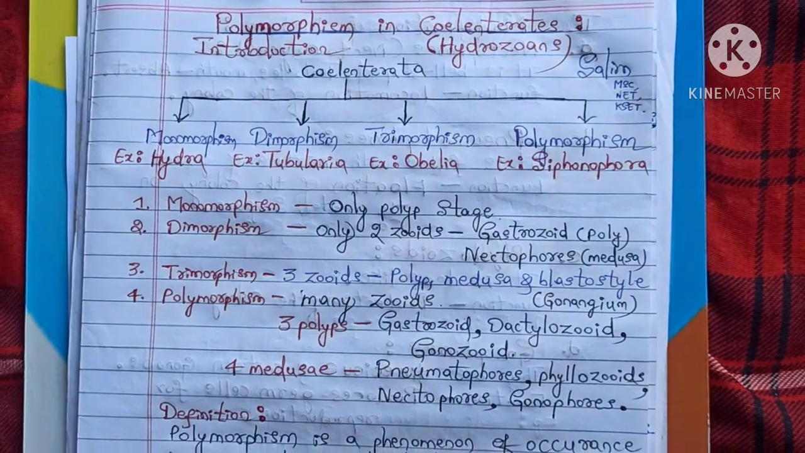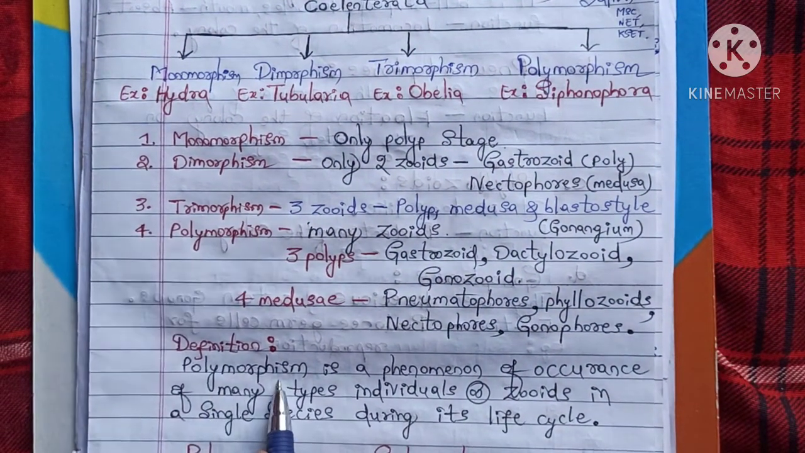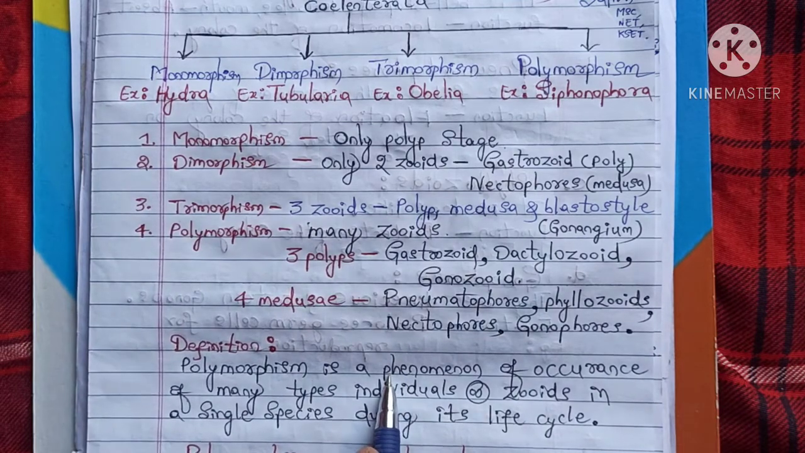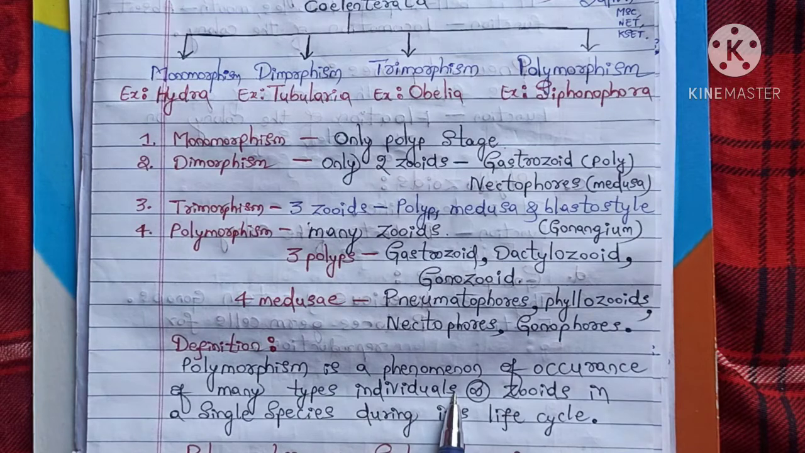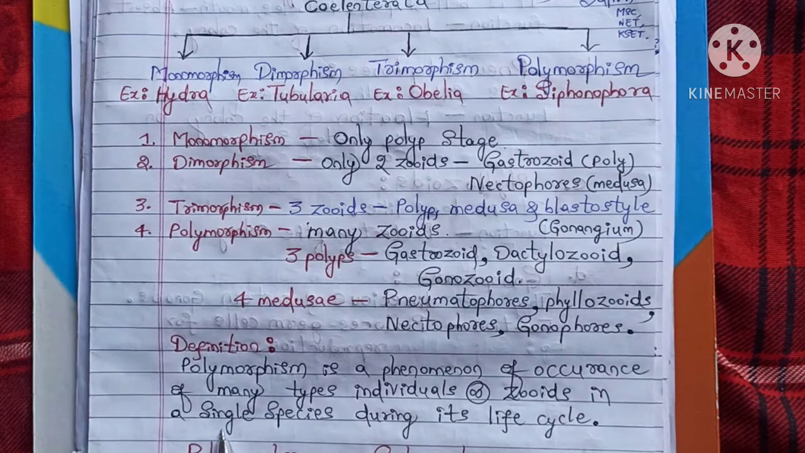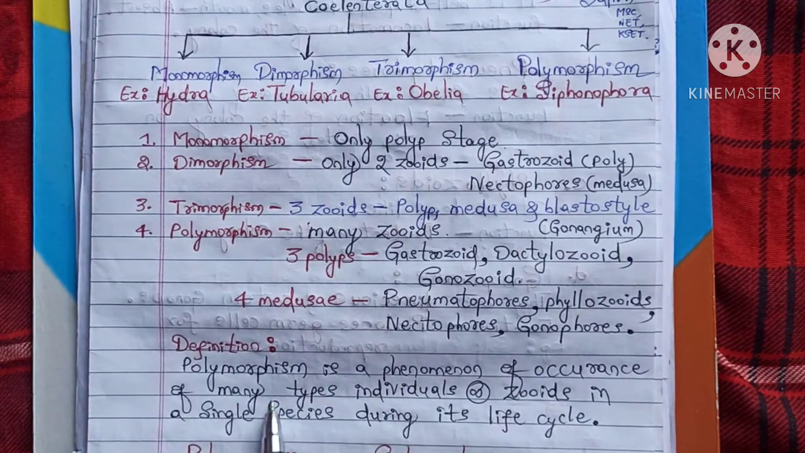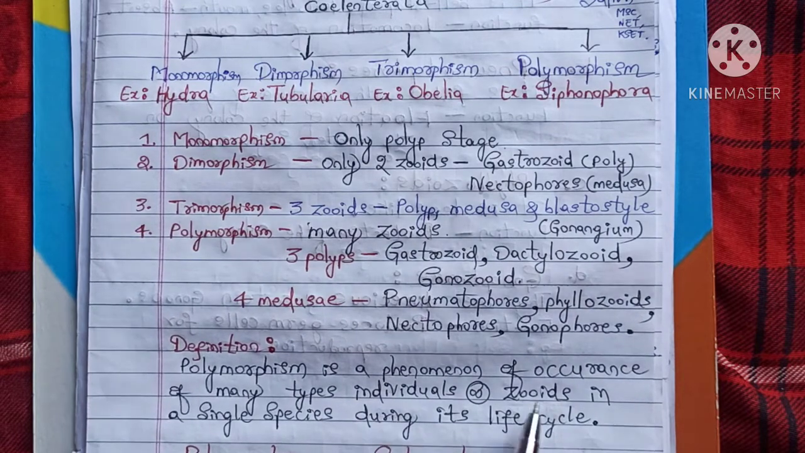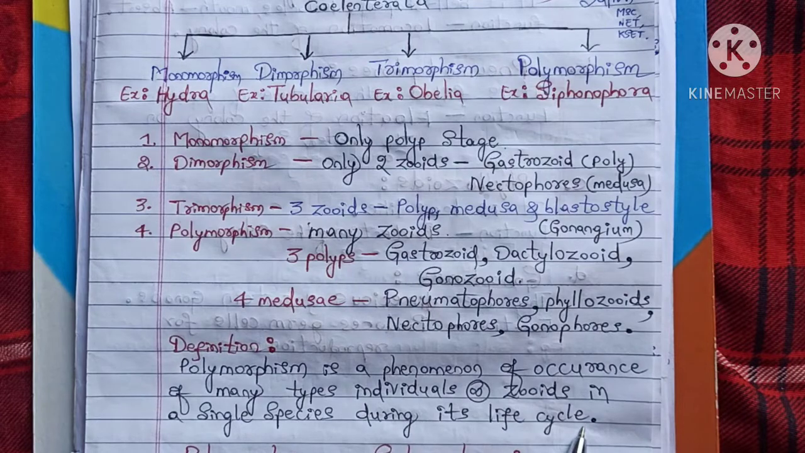Now coming to the definition of polymorphism. Polymorphism is a phenomenon of occurrence of many types of individuals, many types of zooids, in a single species. A single species has different types of morphological forms, also called zooids, during its life cycle.